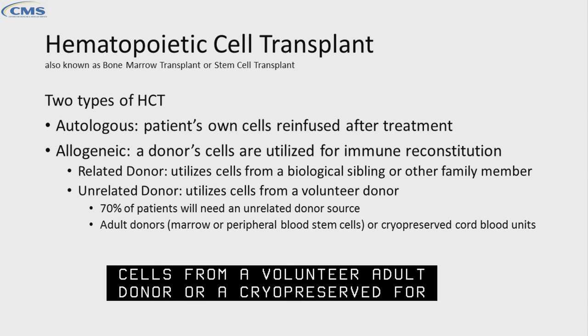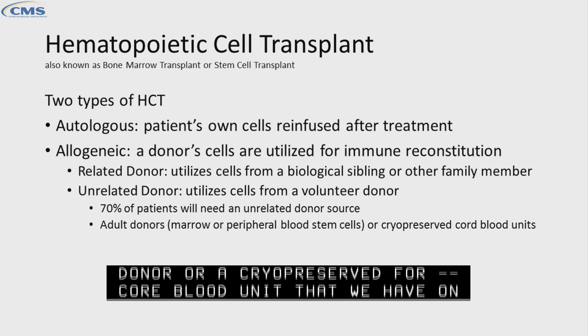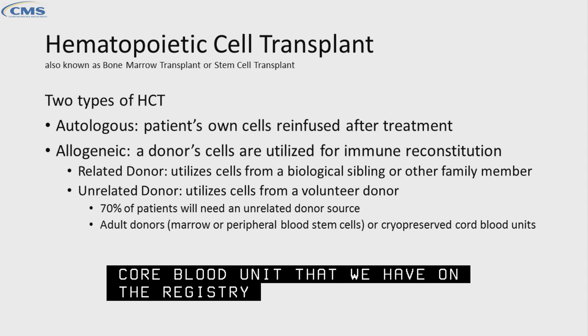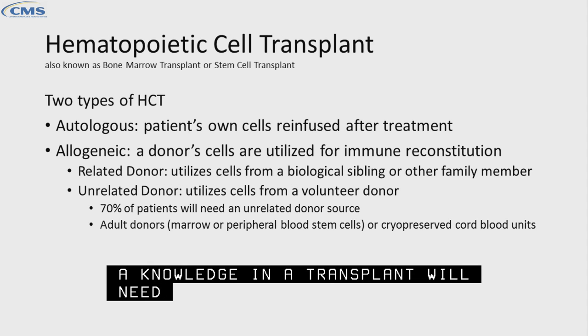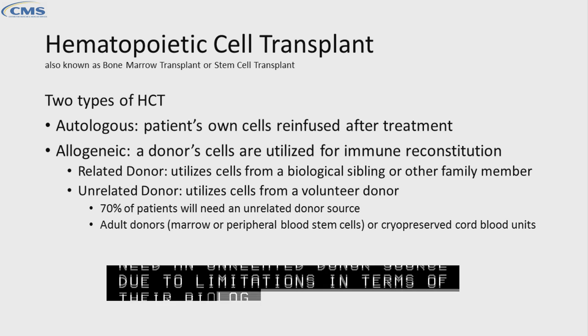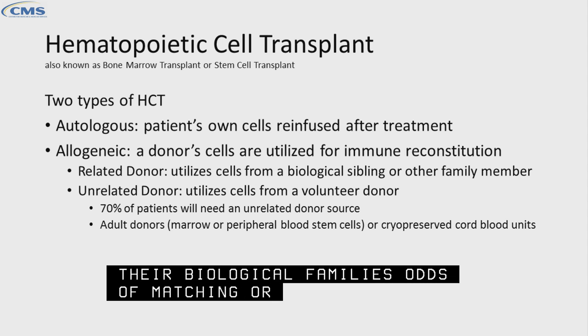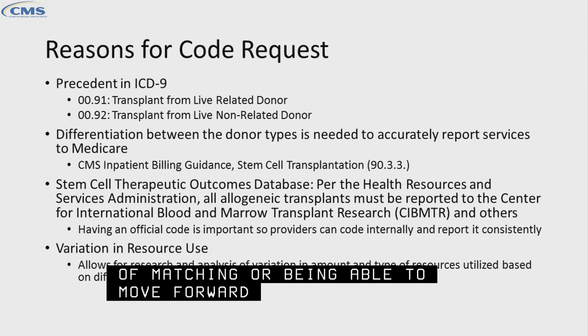And about 70% of patients that need an allogeneic transplant will need an unrelated donor source due to limitations in terms of their biological family's odds of matching or being able to move forward as a donor because of their own health issues. So if you could go to the next slide, Pat.